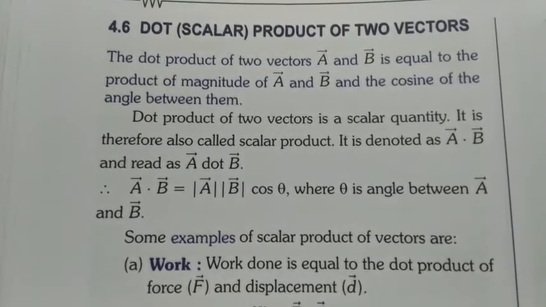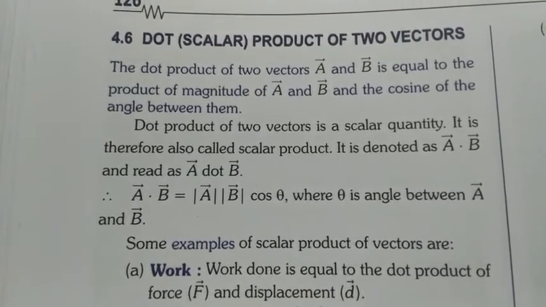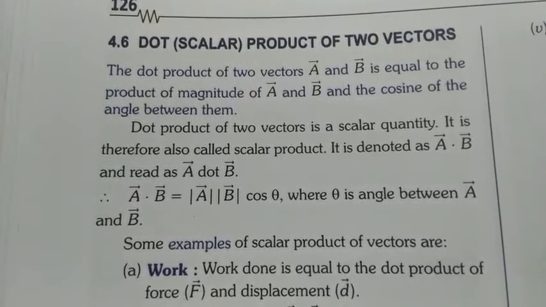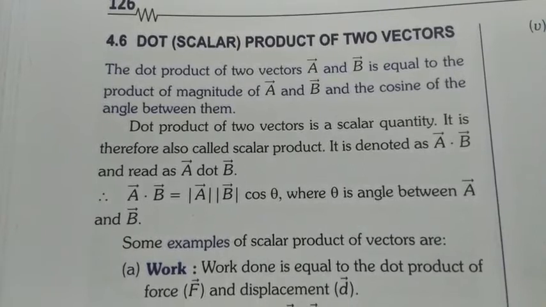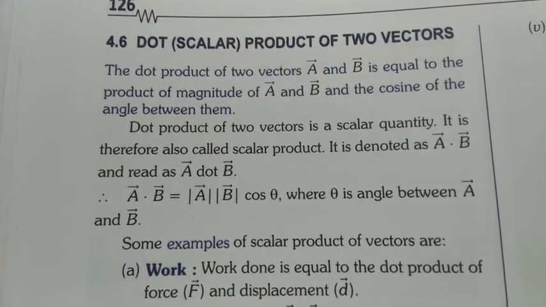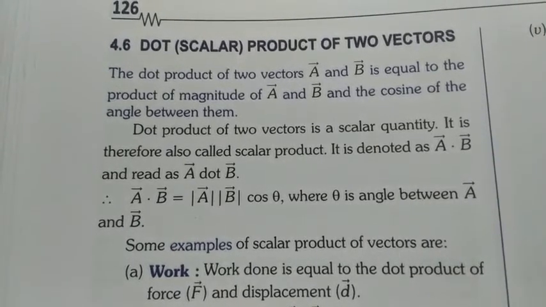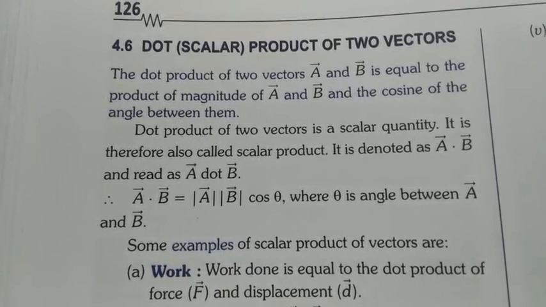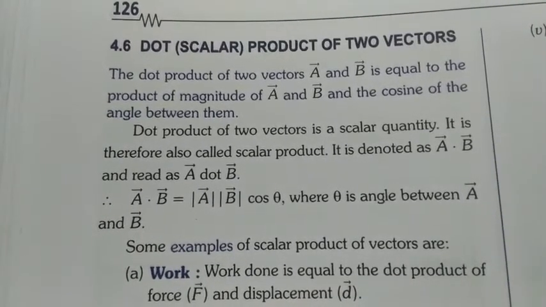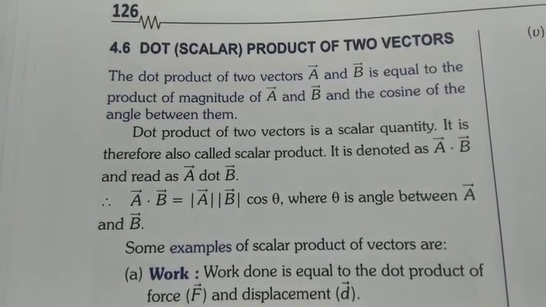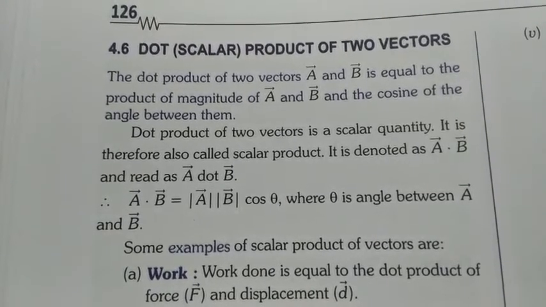So in today's lecture, we are going to study about the dot or scalar product of two vectors. Why is dot product called scalar product? Because in this product, the final answer is a scalar quantity. When we multiply two vectors in such a manner that their resultant is a scalar quantity, it is called dot product, and you can see that it is shown by A dot B, vector A dot vector B.